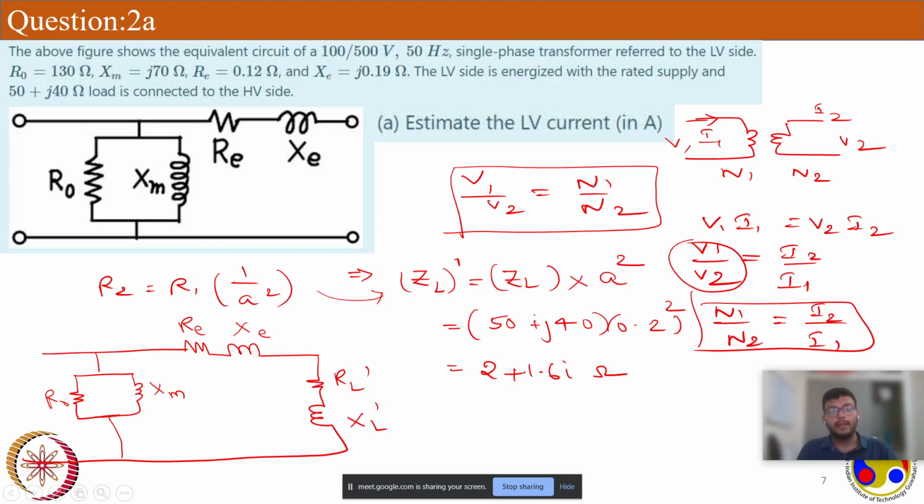Now we have referred all the parameters to the primary side. Now we don't have any parameters which are from different sides, HV side and LV side. Now all the parameters are from the LV side. Now it's simple. What was the question asked? Now let's see the question that was asked.